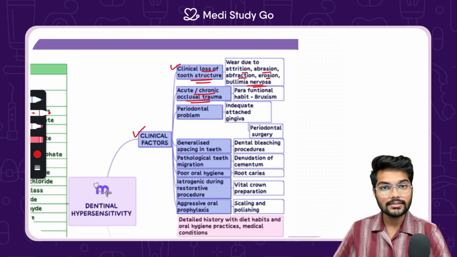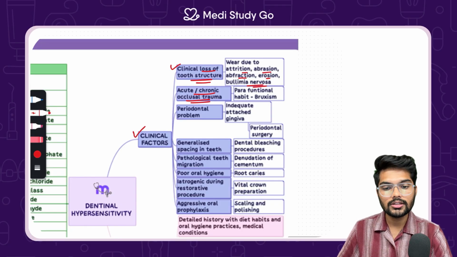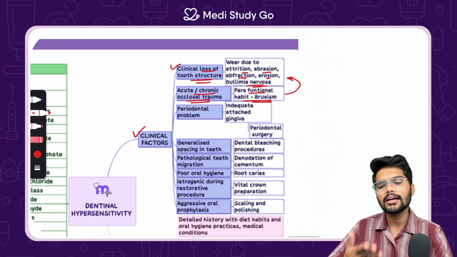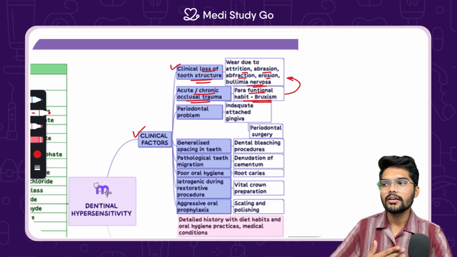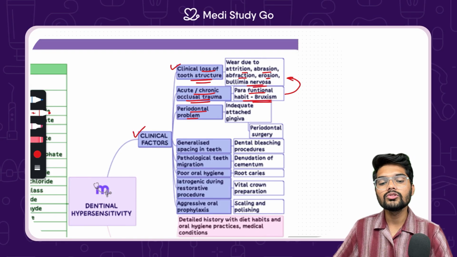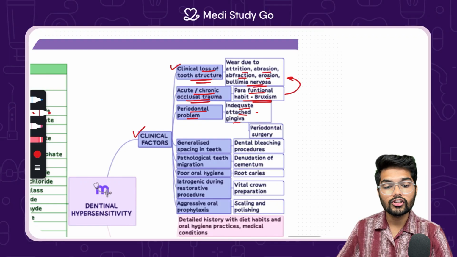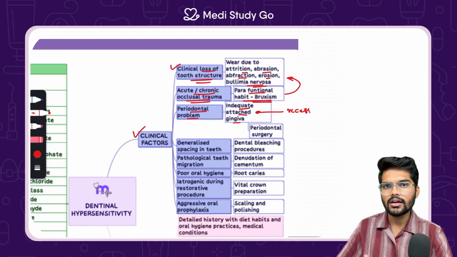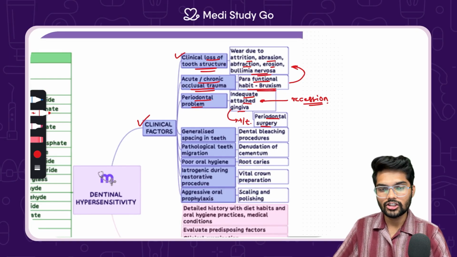This can be one of the reasons for the loss of this tooth structure, which can be due to parafunctional habits like bruxism, which falls under one of the reasons for all of these wasting diseases. Other than that, we have periodontal problems, which include inadequate attached gingiva, which causes recession of the marginal gingiva, and that can lead to exposure of cementum and further root caries and all of those. And the treatment suggested is periodontal surgery.